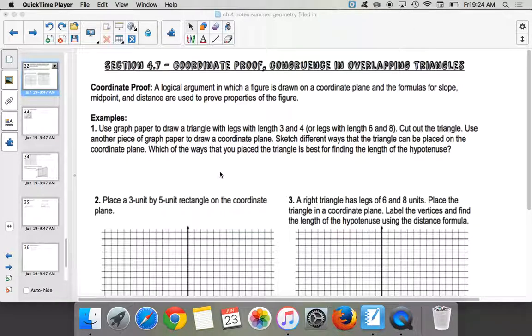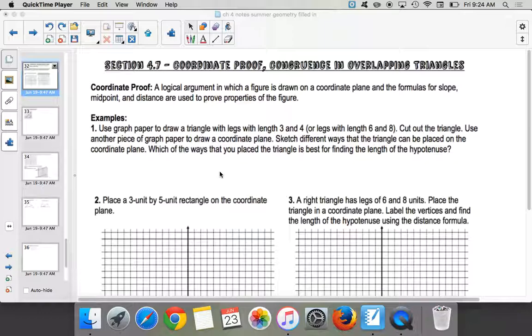Coordinate proof and congruence and overlapping triangles. So we're going to combine two concepts here. A coordinate proof is a logical argument in which a figure is drawn on a coordinate plane, and the formulas for slope, midpoint, and distance are used to prove the properties of the figure. So we may have points like (h, 0) or (0, k). We may not have nice numbers in those formulas.